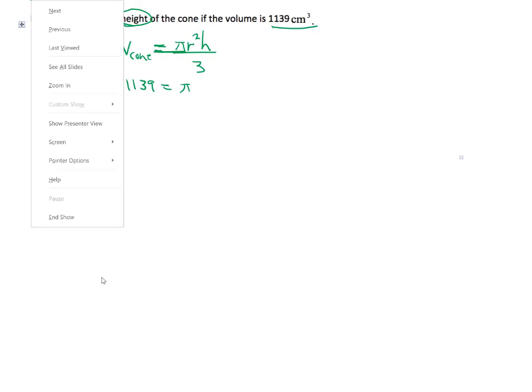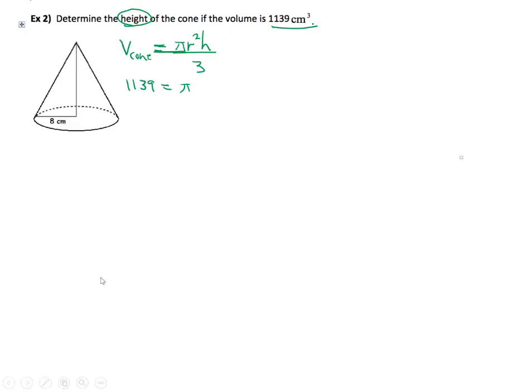We know what r is because it's given to us. So we plug in our r squared, which is 8. So it'll be 8 squared times h, and all that over 3. To get rid of the 3 in the denominator, because that's what we have to do first, we're going to multiply both sides by 3. So we'll have 1,139 times 3.